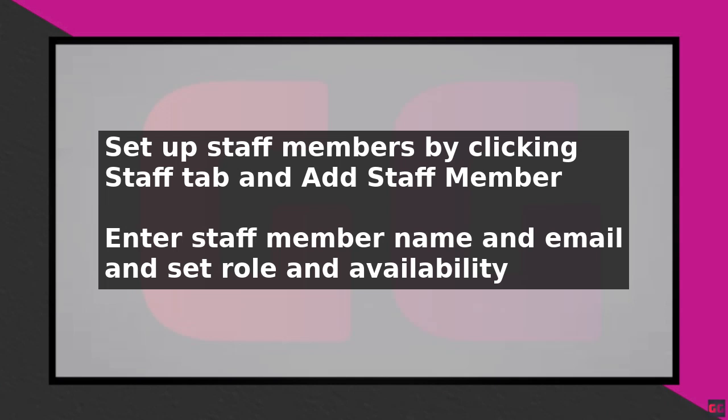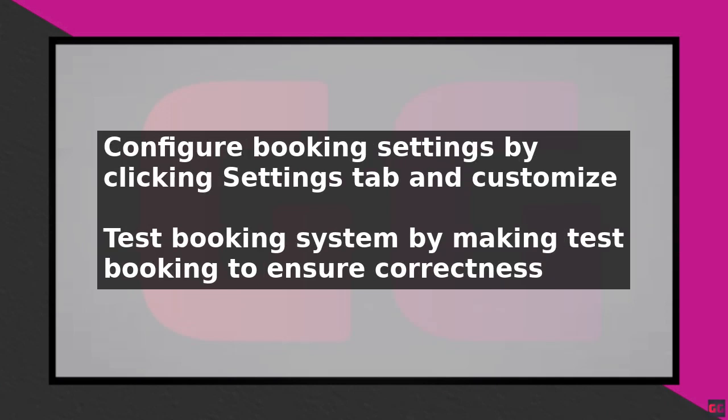You can customize the widget's design and layout to match your website's theme. Finally, test your booking system by making a test booking to ensure everything is working correctly. You can do this by clicking on the booking widget and following the prompts to complete a test booking.